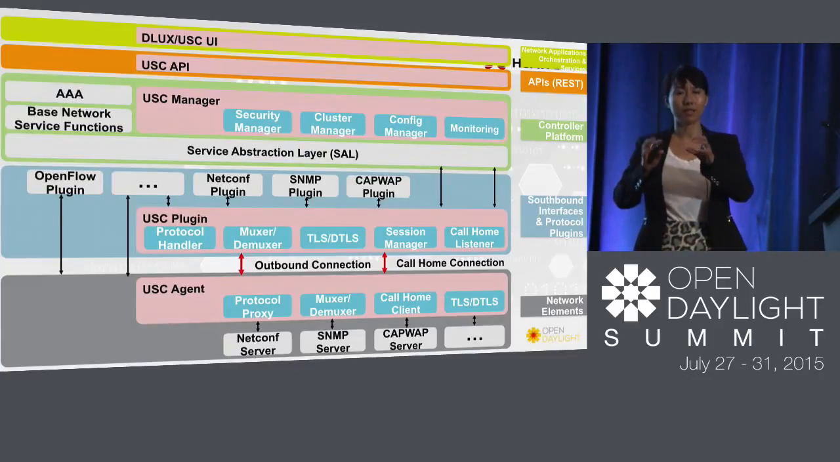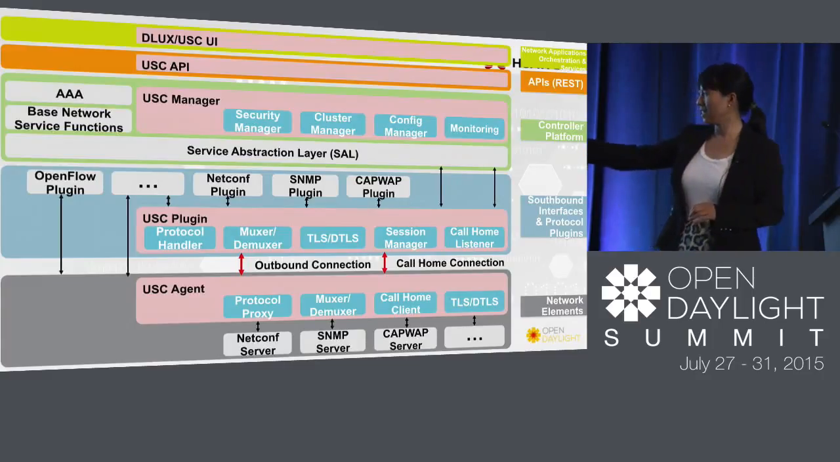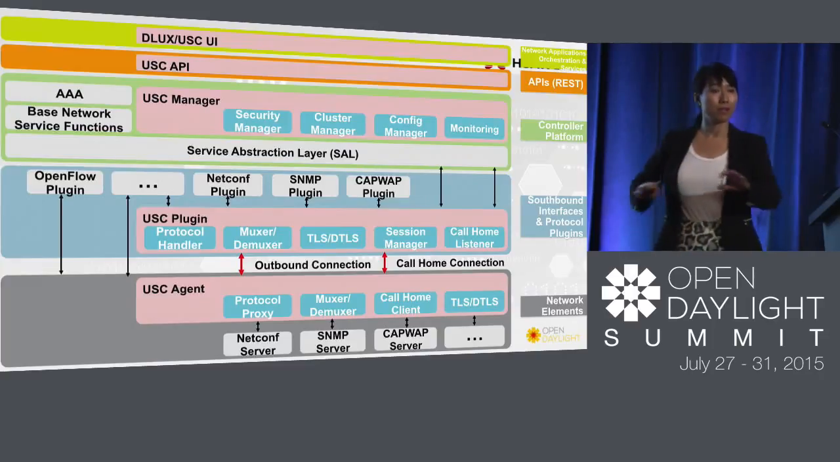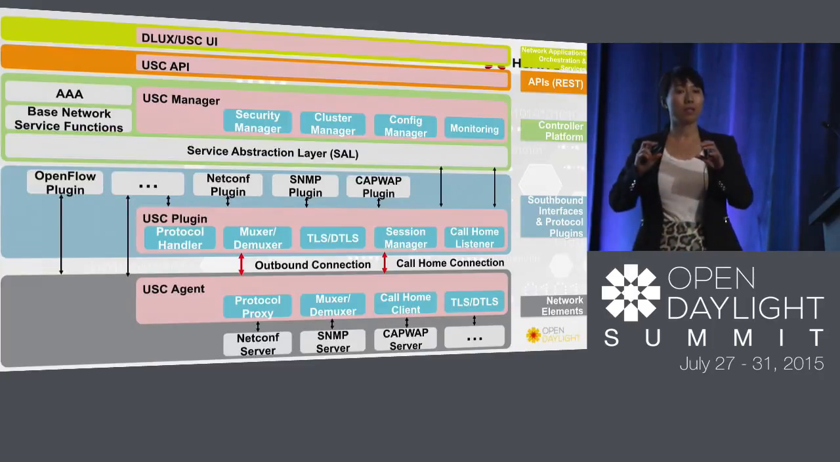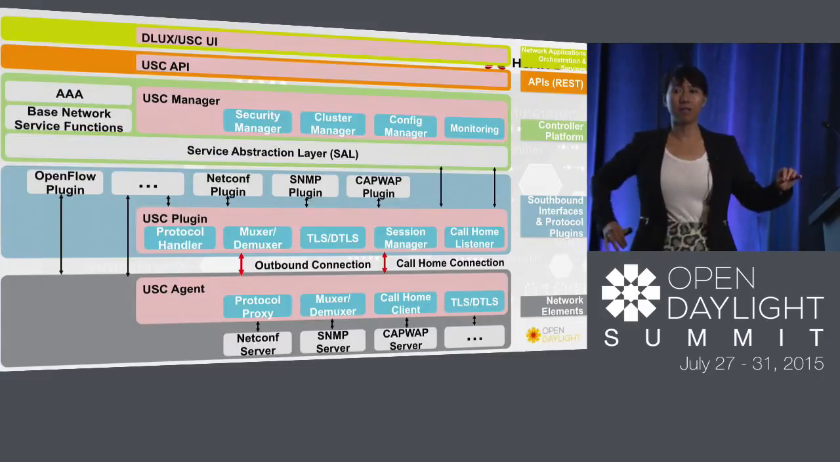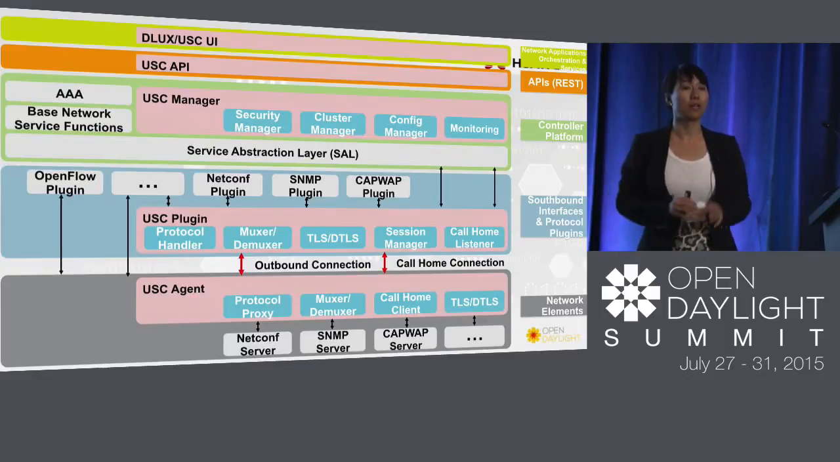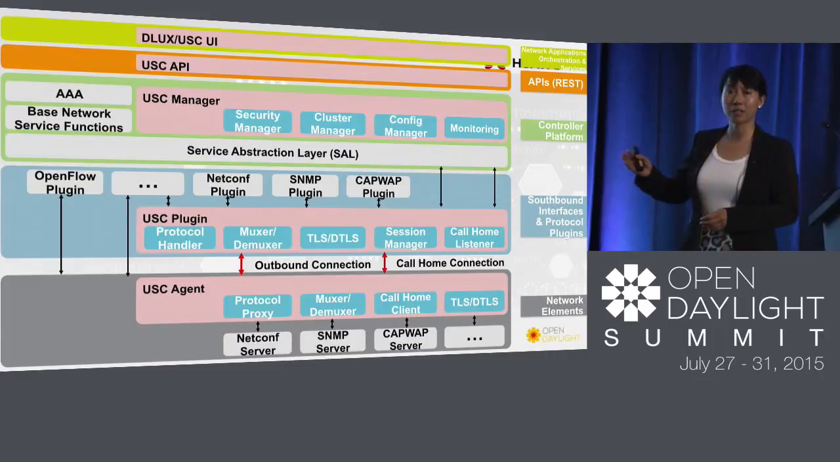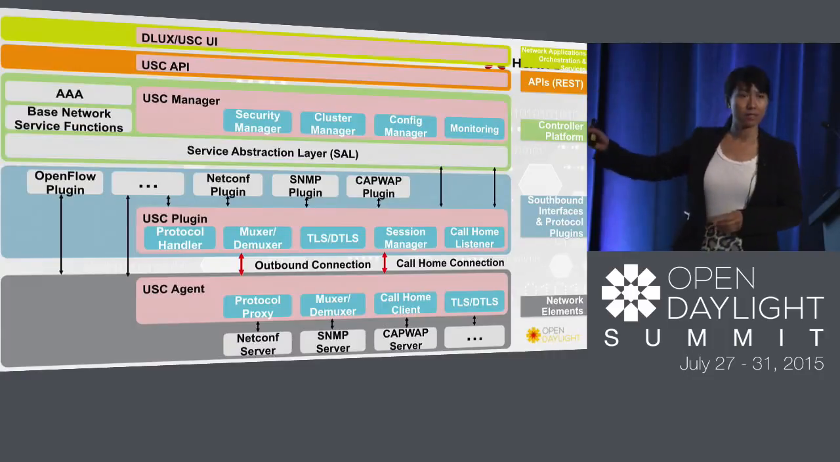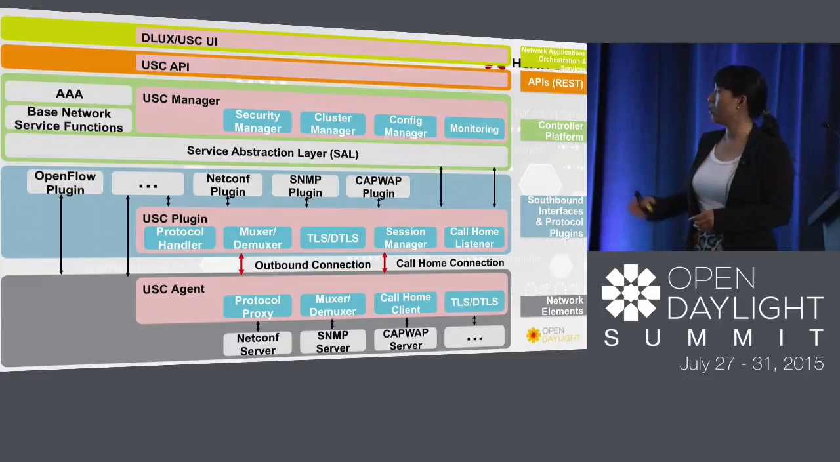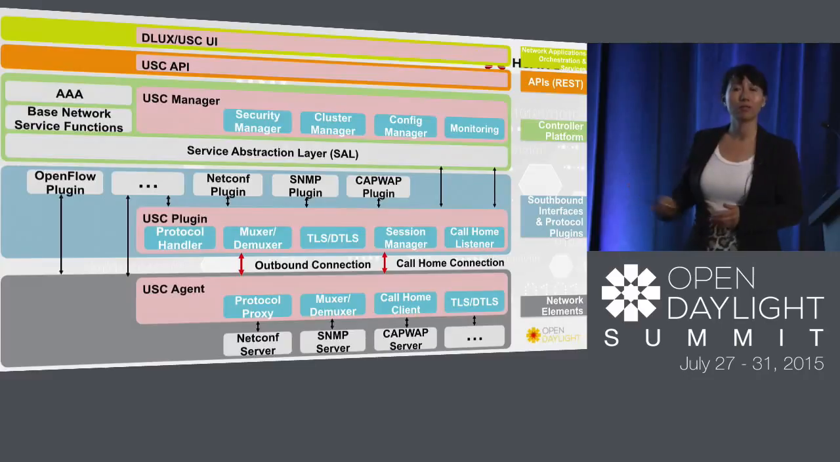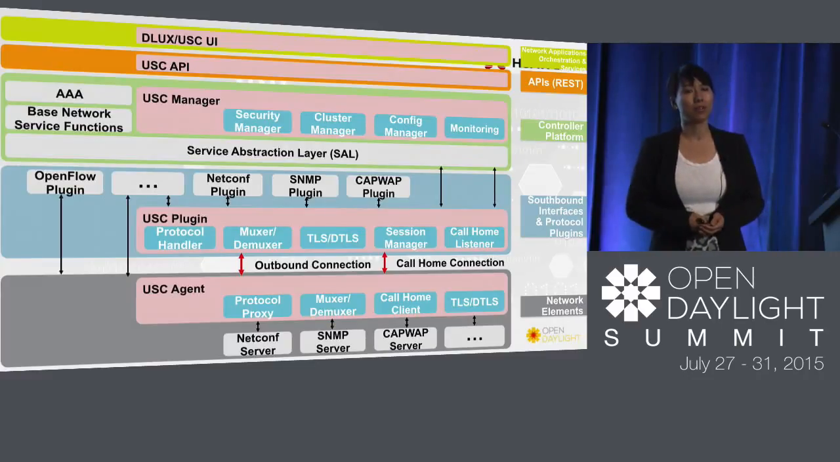So in that one, the proxy is at the back, you could get the regular NetConf server, SNMP server, CAPWAP server, or other servers as well. And also, this one could sit in the IoT sensor. So at the back, you could get lots of sensors communicating by sharing the same tunneling. And then master demaster will correspond to the master demaster in the plugin component. And the call home client also corresponds to the listener. And also TLS, DTLS are responsible for the security.